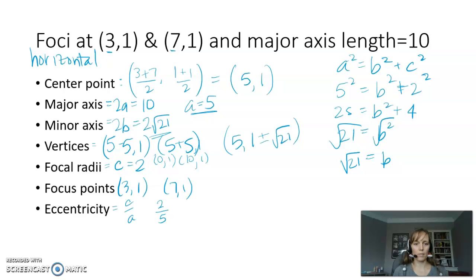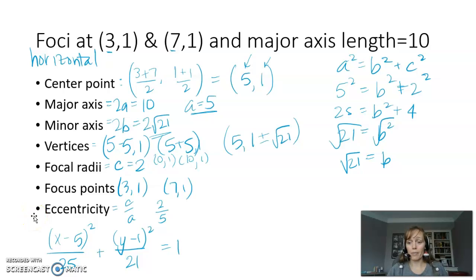And the last thing I want to talk about is just writing that equation with all this information. So I know that I have x minus 5 because my center point is at (5, 1). Since it's a horizontal ellipse, a squared is what goes on the bottom, so that's 25 on the bottom. And then I have y minus 1, again that's 1 from the center point, and underneath the y is going to be b squared. Well, remember that b is equal to the square root of 21, so b squared is equal to 21, and that would be equal to 1.